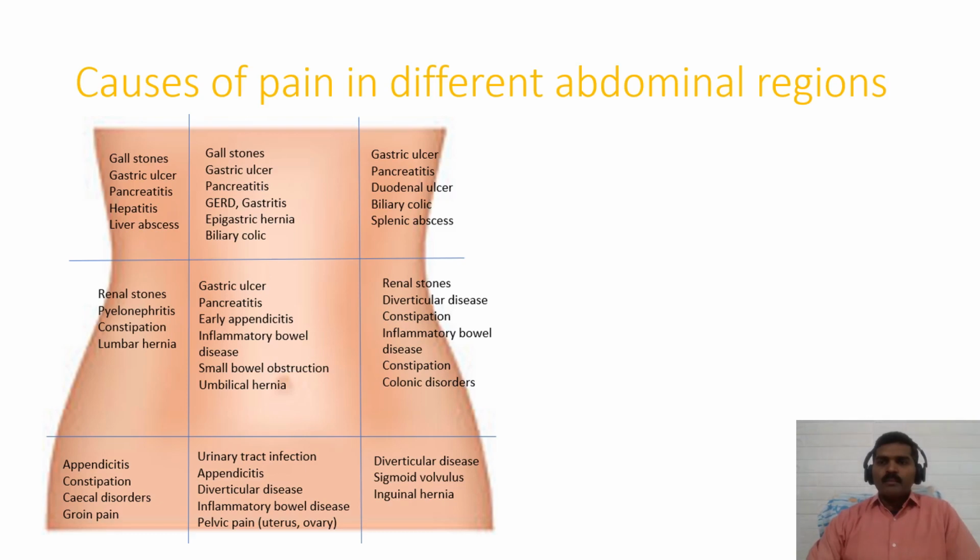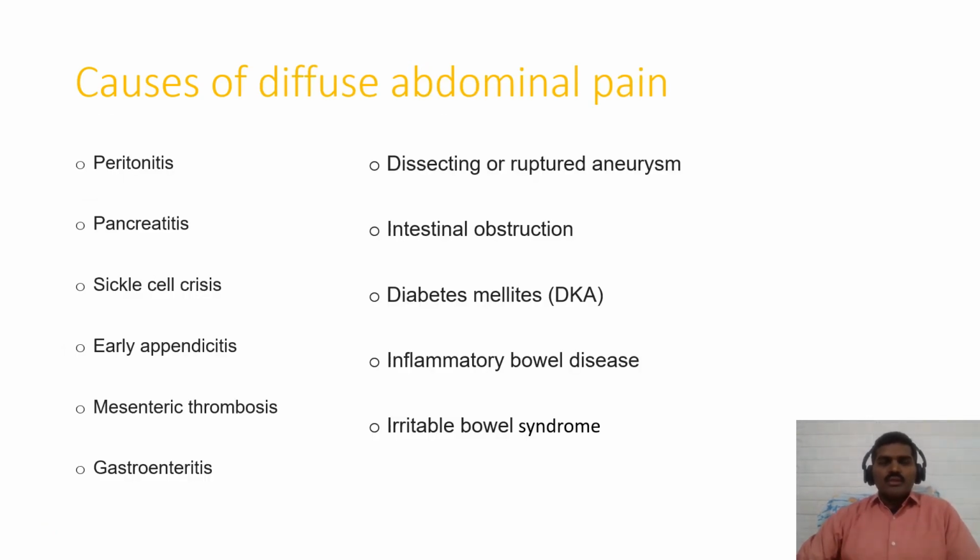Apart from localized pain, abdominal pain most often can be diffuse, especially in more severe diseases like peritonitis, pancreatitis leading to peritonitis, and sickle cell crisis, wherein there is blockade of the vessels in the abdomen that leads to mesenteric ischemia, which leads to diffuse abdominal pain.